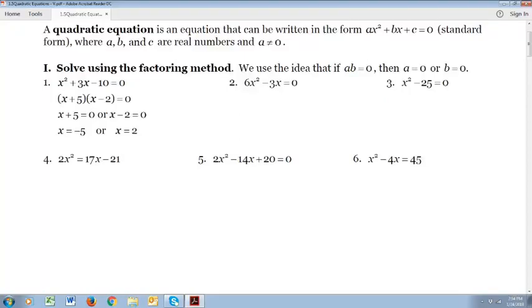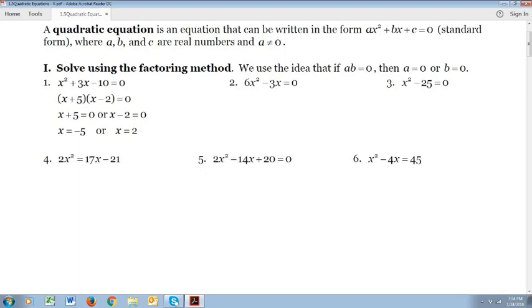In this video, I'm going to show you how to solve a quadratic equation by factoring. Notice it says here a quadratic equation is an equation that can be written in the form ax squared plus bx plus c equals 0. Call that the standard form, where a, b, and c are real numbers and a does not equal 0.